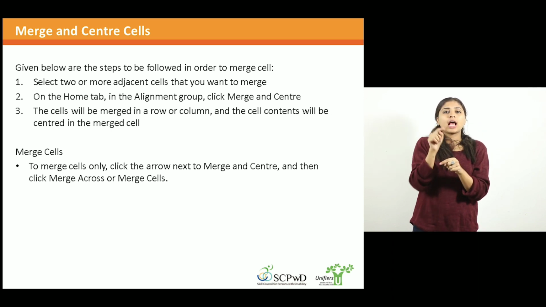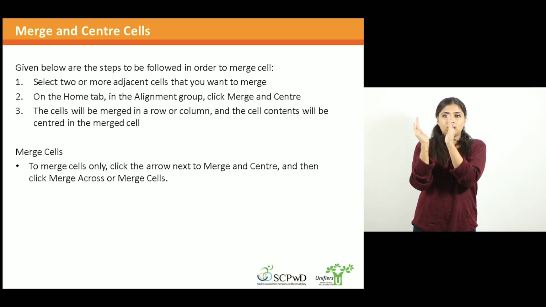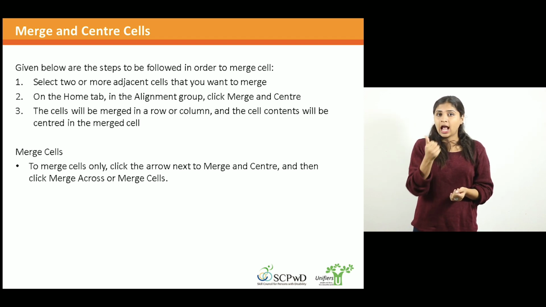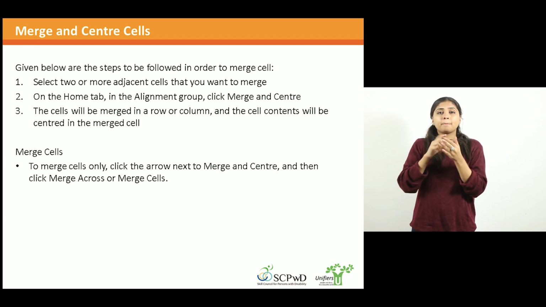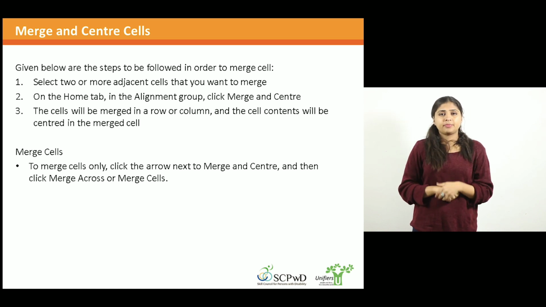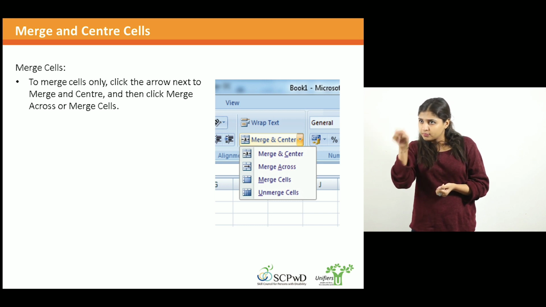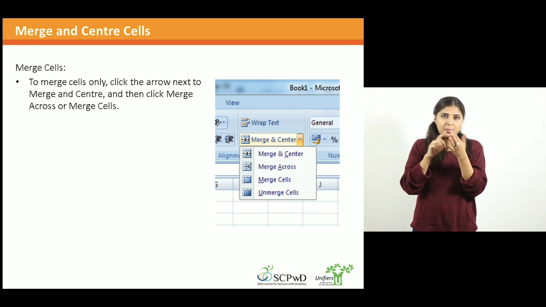Merge cells. To merge cells only, click the arrow next to Merge and Center and then click Merge Across or Merge Cells.